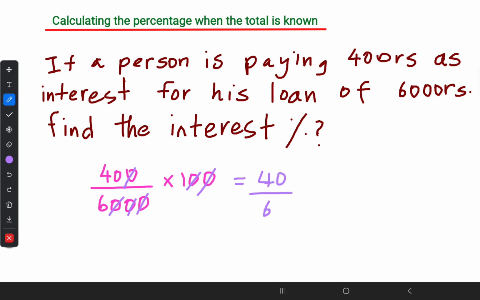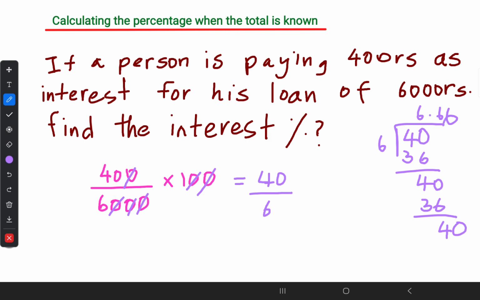40 divided by 6. I will show you how to divide. 6 times 6 is 36. Remainder 4. Place a decimal, borrow a 0. 6 times 6, 36 again. Place the decimal already, so you can borrow another 0. 6 times 6 is 36. If you have this kind of continuous decimal, just until the second decimal place is enough.